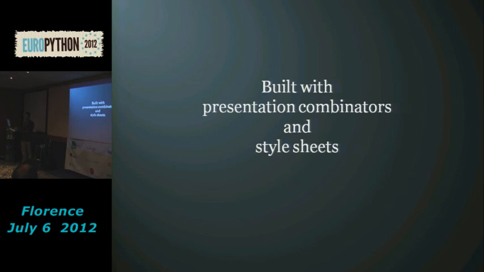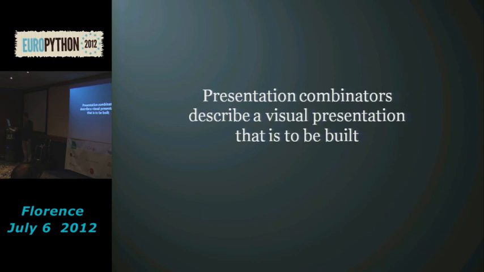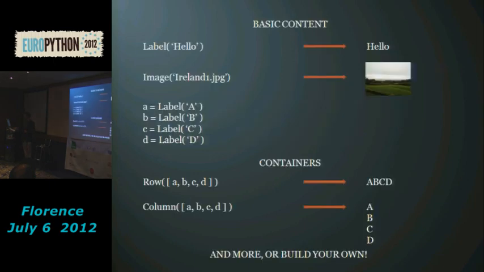And the style sheets, well, they're a bit like CSS, so probably a lot of us know what they are. And presentation combinators describe a visual presentation that's to be built. In a similar way, HTML tags describe DOM elements that are to be built within a browser. It's the same idea, only within Larch, the presentation combinators come in the form of a Python API, whereas in HTML, the tags take the form of the angle bracket notation. And this is roughly how they work.